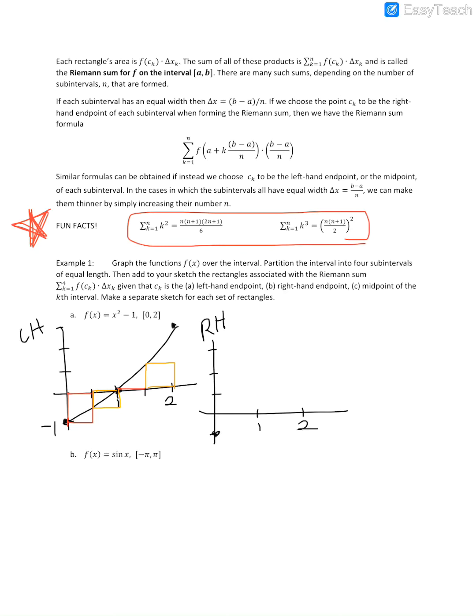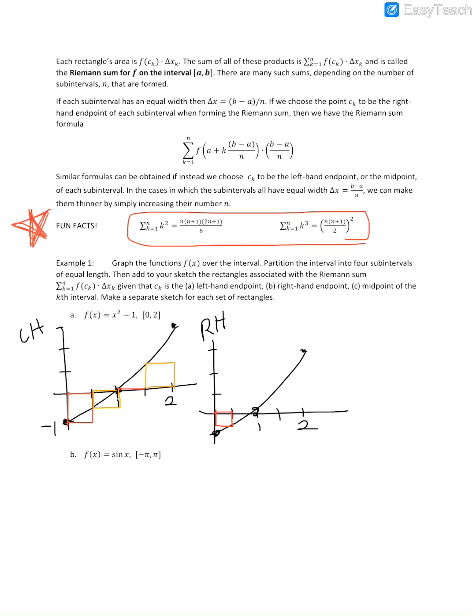So sketch your graph. And this time we are still having 4 rectangles, so cut that into 4 sections. But this time we're going to use the right-hand part of our rectangle. Okay, so here's my first rectangle. I want to go to the right hand part. I'm going to go down to the graph, scoot over, make my first rectangle.